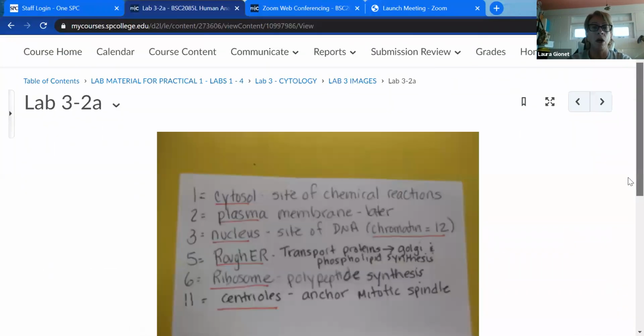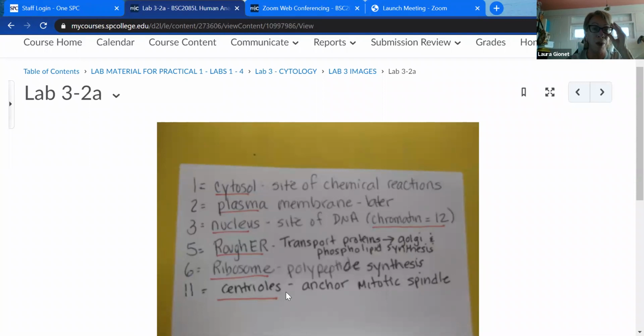What we tried to do, if you can see them, is number the model, and we're going to go over them anyway. Number 1 would be cytosol. I believe 2 is, no, actually that's not correct, because of the RER, well, it could be. All right, that may be correct. Okay, 1 would be cytosol, 2 is plasma membrane, which you're going to see later. 3 is a nucleus, the blue ball. The chromatin is inside. Number 5 is the rough endoplasmic reticulum.